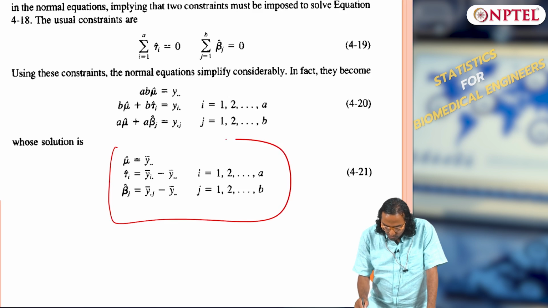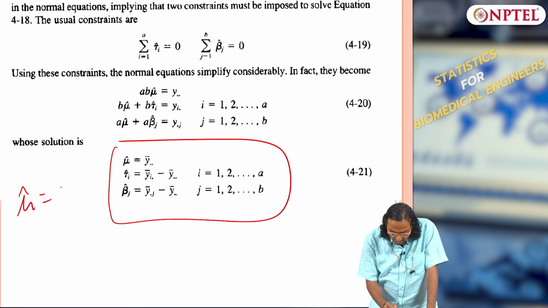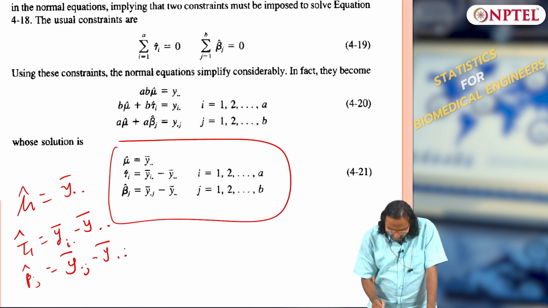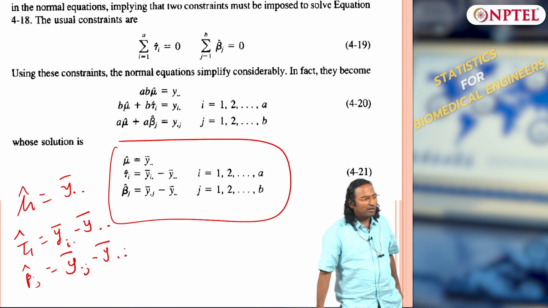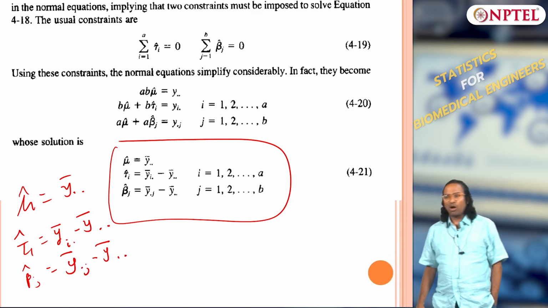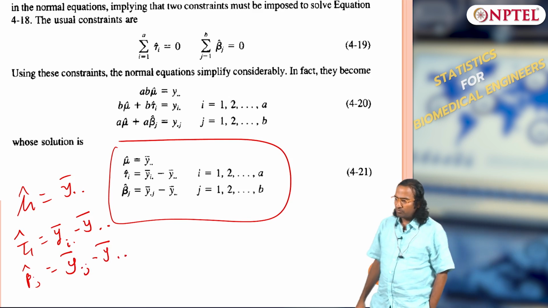So, this is what you will be obtaining: the mu hat solution is nothing but y bar dot dot. The estimate of tau i hat is y bar i dot minus y bar dot dot, and beta j hat should be equal to y bar dot j minus y bar dot dot. These are your estimates of blocks, treatments and mu.